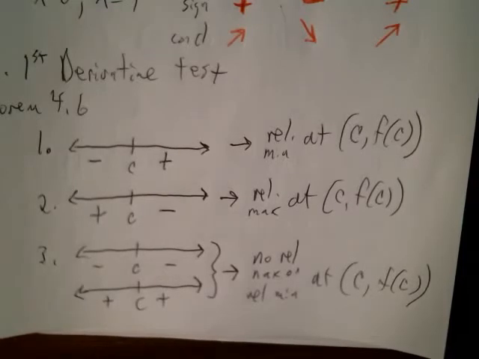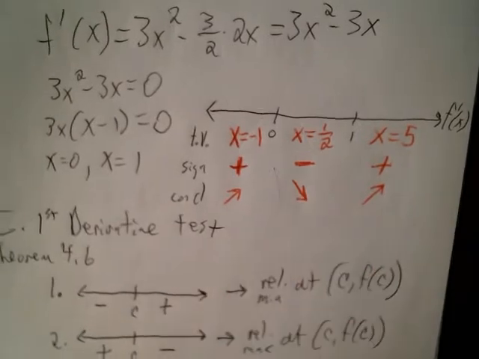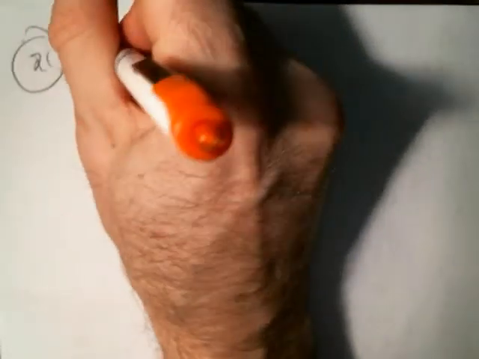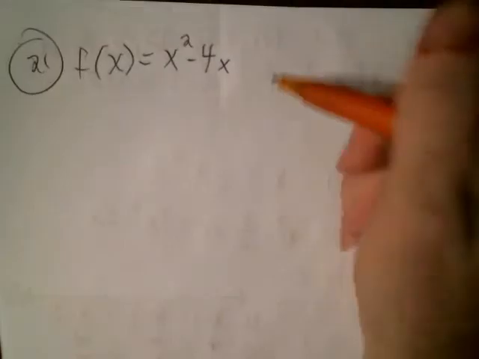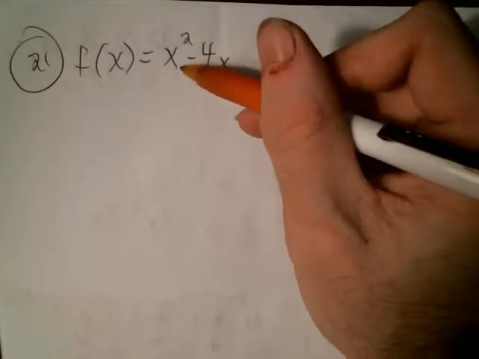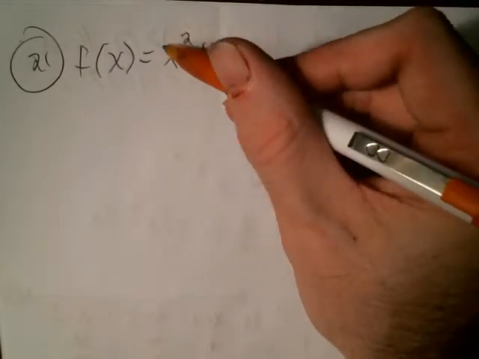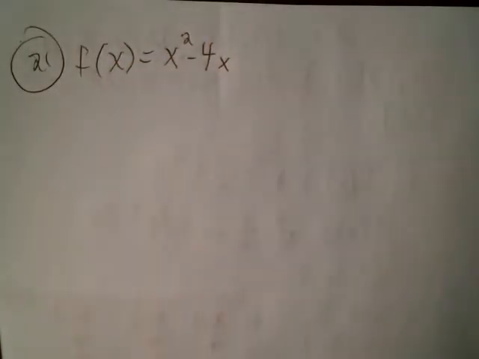Okay, so let's look at a couple more here. And this time we're going to be doing the chart analysis, and then at the end making a conclusion about the maxes and mins based off the first derivative test. Okay. So let's look at 21. And they give us a parabola, f of x equals x squared minus 4x. So we expect it to have a minimum value at the vertex. Okay, so it's minimum because the leading coefficient on x squared is positive, right? So it's a happy face parabola, and it'll have a min value.